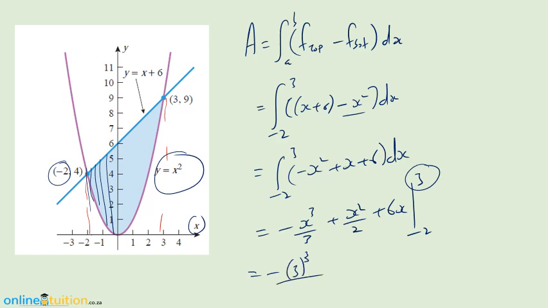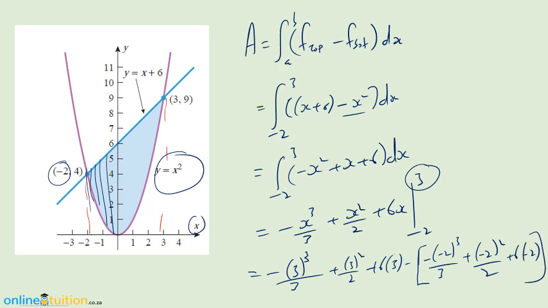3 cubed. It's nice to put them in brackets. Plus 3 squared over 2. Write neatly. This is terrible writing. Minus, watch this big fat bracket over there like this. And then you evaluate the bottom. Now here you have to be very careful. Lots of minus signs. Minus into minus 2 cubed plus minus 2 squared over 2 plus 6 into minus 2.